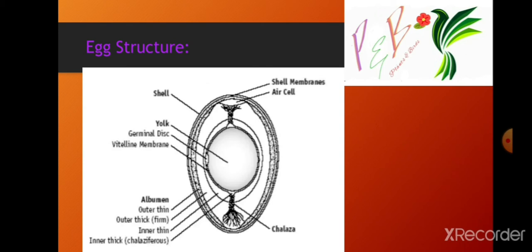From the germinal disc the embryo starts growing when we give the correct temperature and relative humidity. If you give suitable temperature and relative humidity to the egg, it will start growing from the germinal disc. The vitelline membrane protects the yolk surface. If the chalaza is broken, the vitelline membrane will be affected, so that the yolk will be disrupted, and so the egg will become rotten.